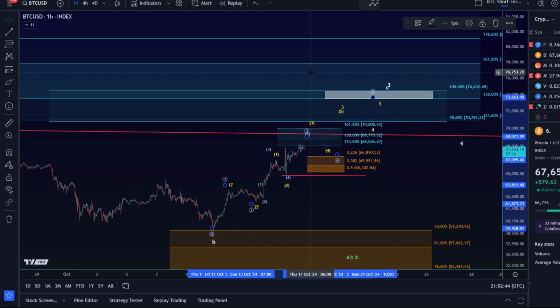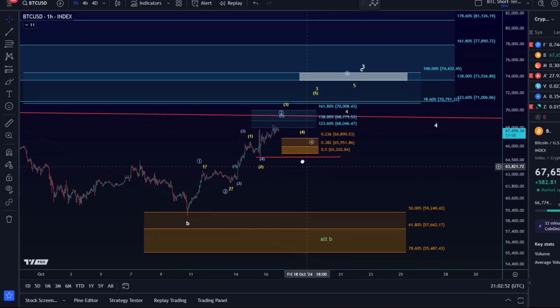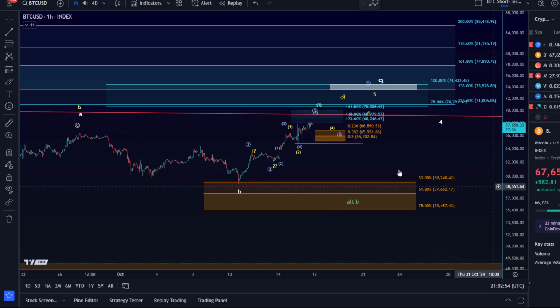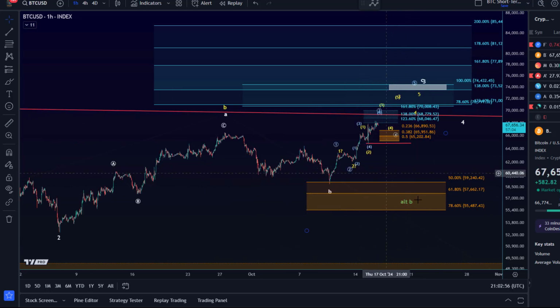Overall, I'm still watching for higher prices as long as the 65,200 level is holding. Any sustained break below it would open the door to a drop into the lower support region again, which is between 55,487 and 59,240 USD. But overall, that means we're still watching for higher.